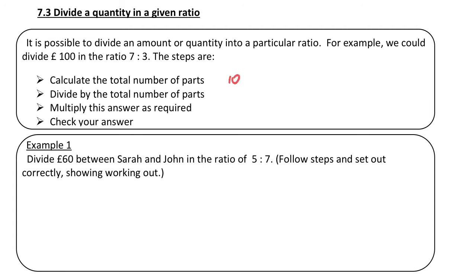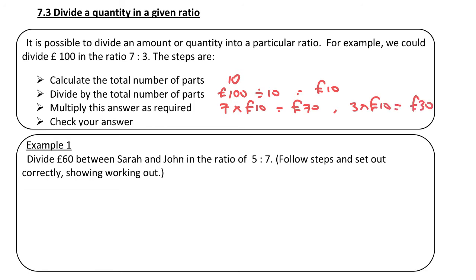Then we divide by the total number of parts. So that's going to be £100 divided by 10, which is going to give £10. Multiply this answer as required. So if we've got 7 parts, we're going to do 7 multiplied by £10, and that's going to be £70. Or we'll do 3 times £10, which is £30.